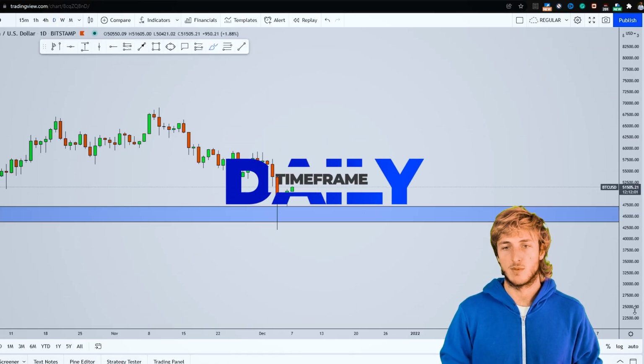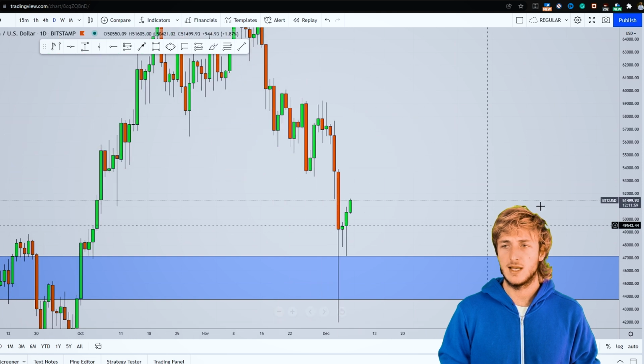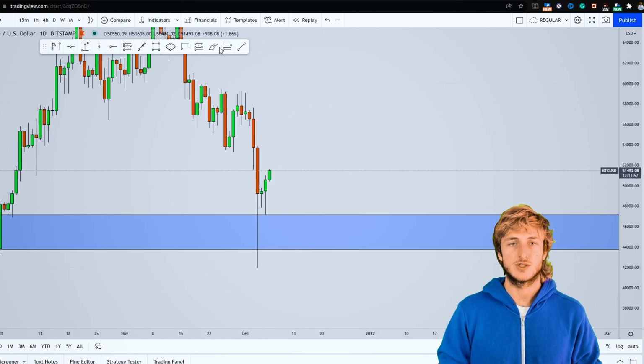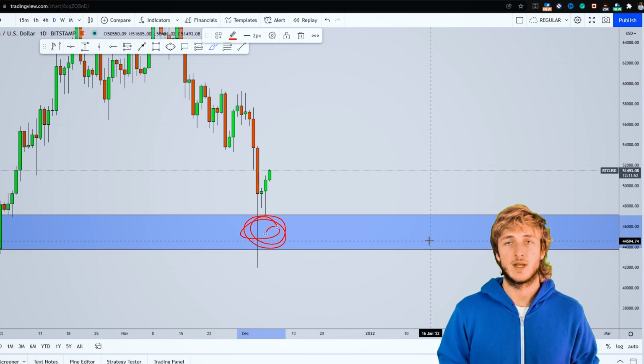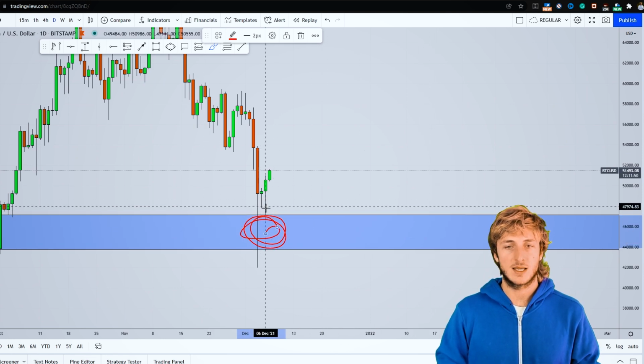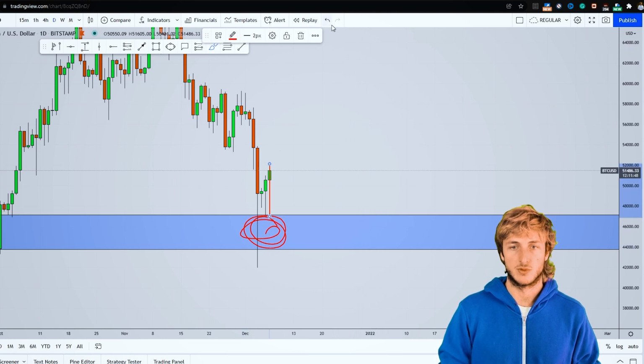Dropping down on the daily time frame, what do we see? Now here on the daily, we can see how as soon as the market tested this zone here, which is the support and demand that we identified on the monthly, the market immediately got rejected to the upside.